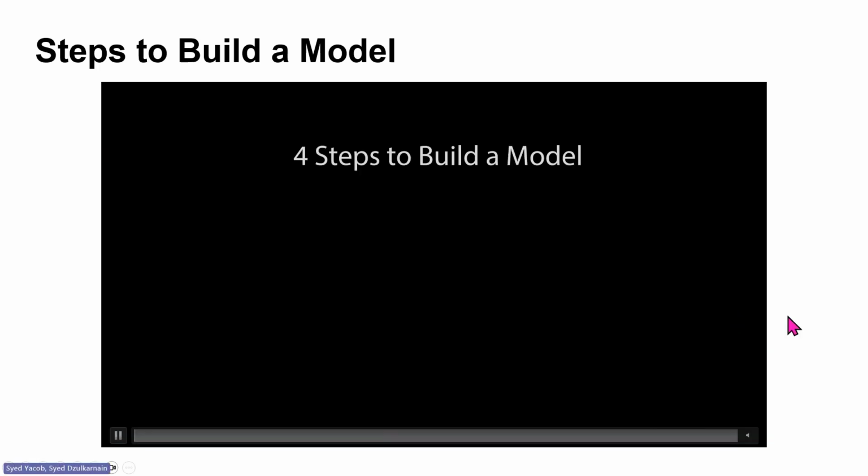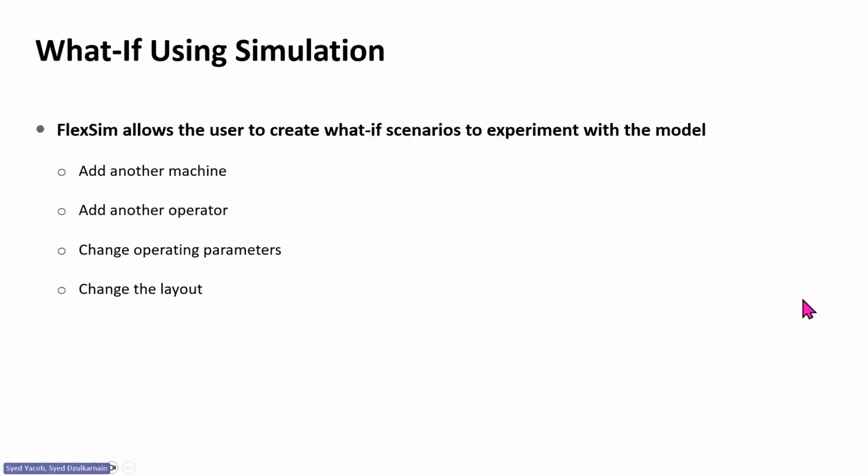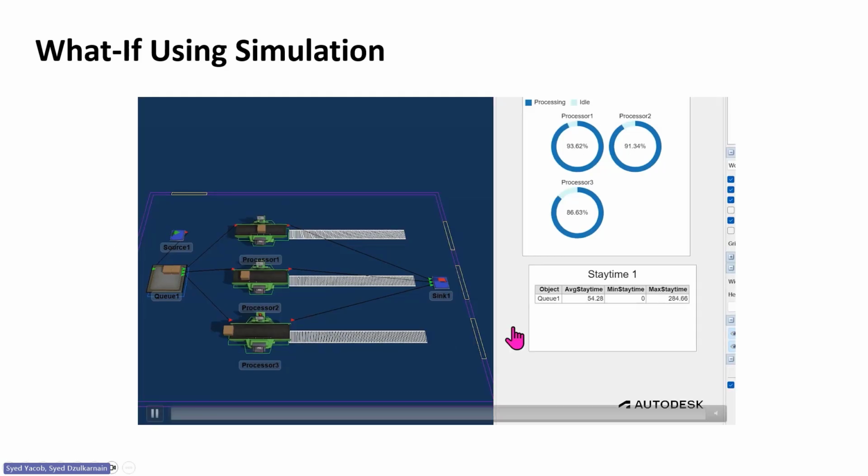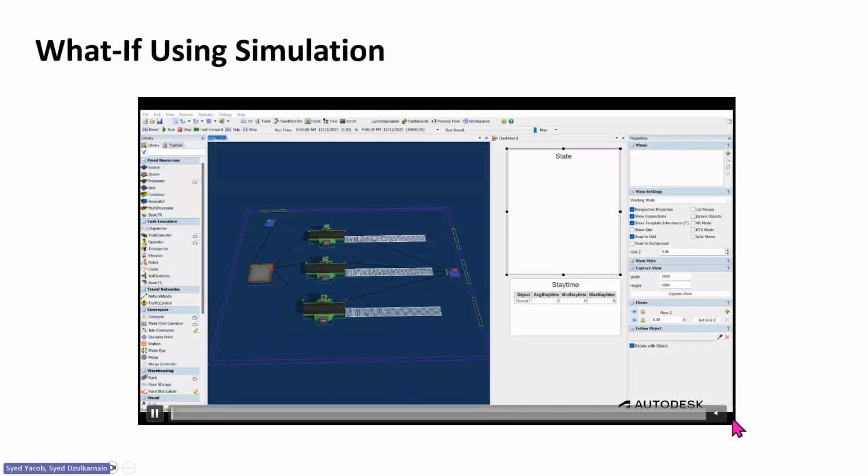Okay, so now next, let's say we want to try what-if simulation. So what happens if I add another machine, or what happens if I add another operator, or maybe change an operating parameter or change the layout a little bit? So what will happen?